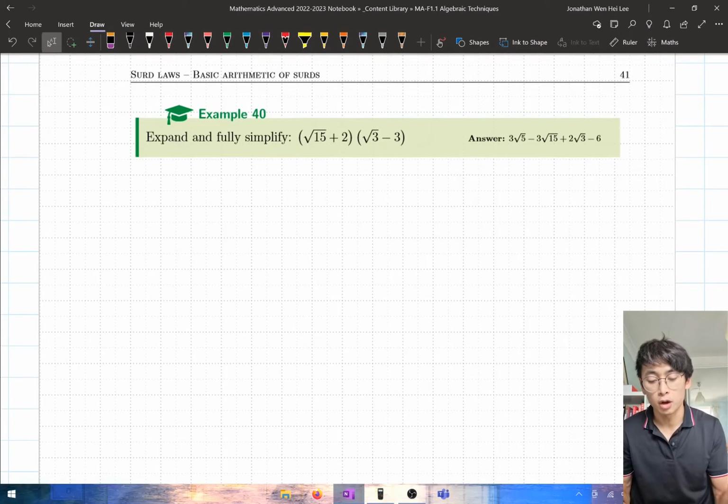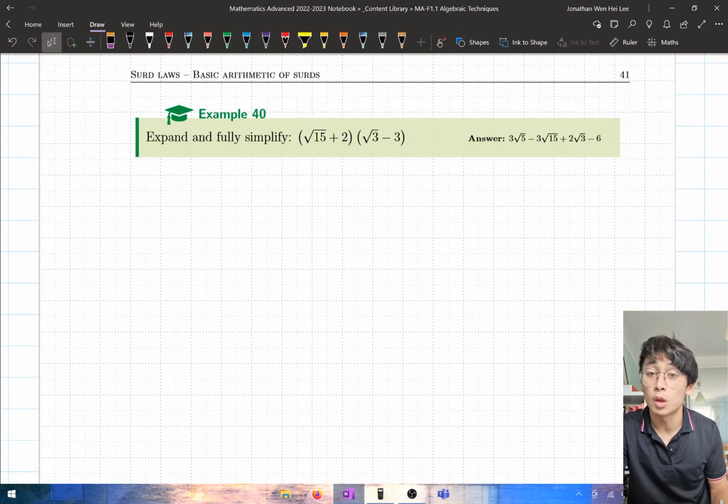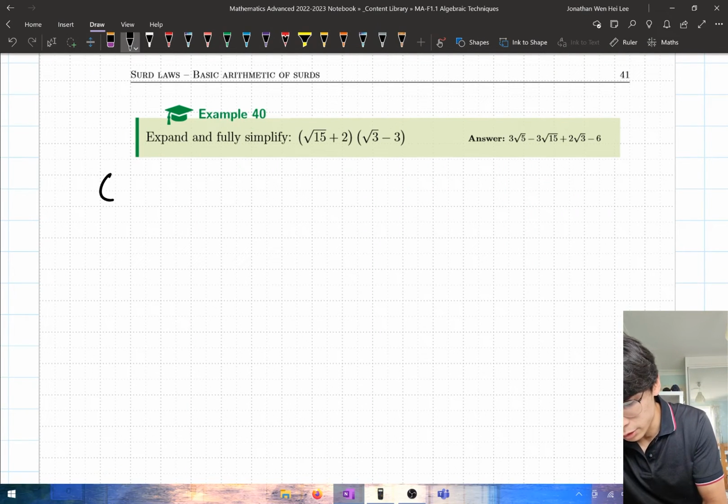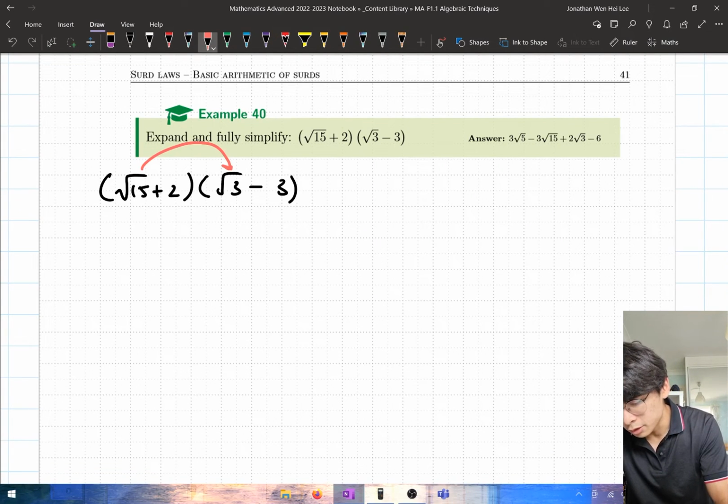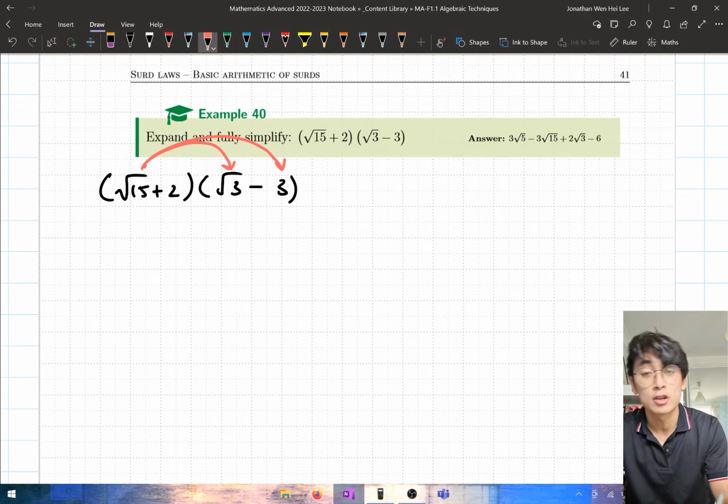So for this next example over the page on page 41, we want to expand and fully simplify the following expression. So here we've got square root 15 plus 2 times square root 3 minus 3. Now here we can use the crab claw or the FOIL method, whatever you were taught. So here I'm going to do that first term multiplied by every term in the second bracket.